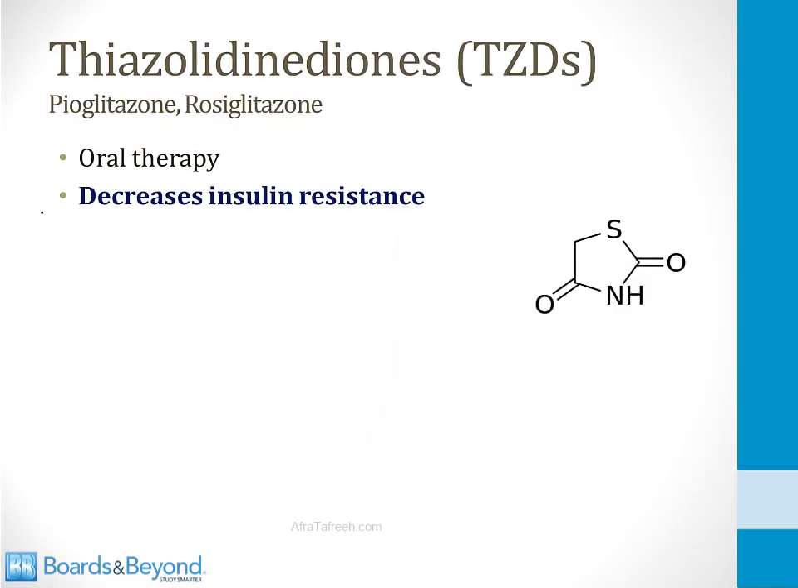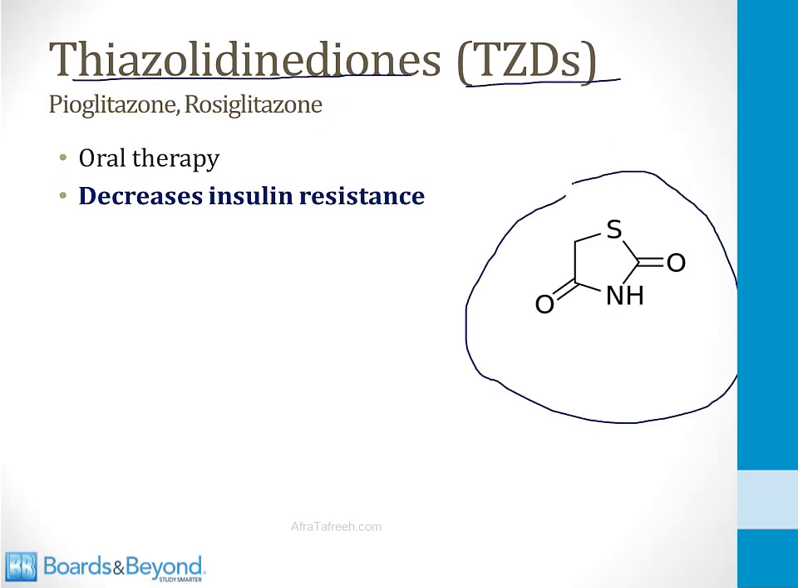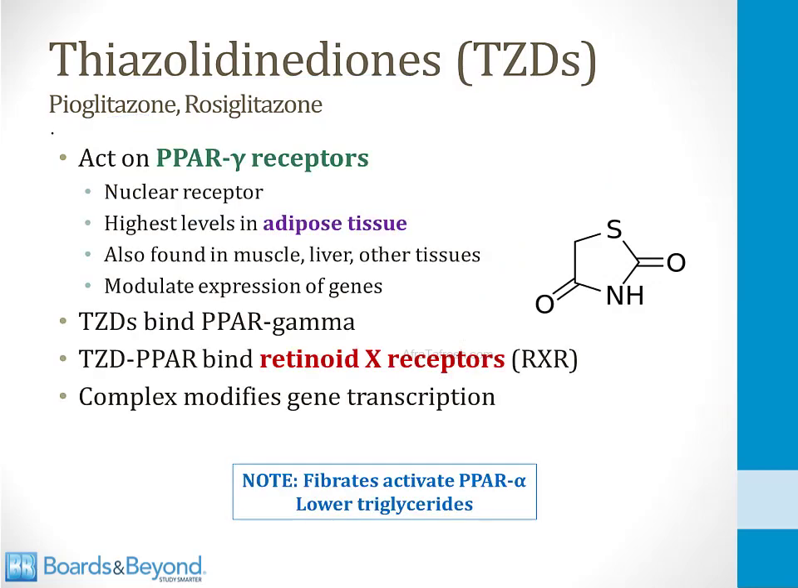Moving on, our next class of drugs are the thiazolidinediones, and that's very hard to say, so most people just call them the TZDs. This is their chemical structure shown on the screen here. These drugs all end in glitazone, like pioglitazone and rosiglitazone. They are oral drugs and they decrease insulin resistance so that whatever insulin function is remaining has more effect on the body. TZDs bind to receptors called PPAR gamma receptors.